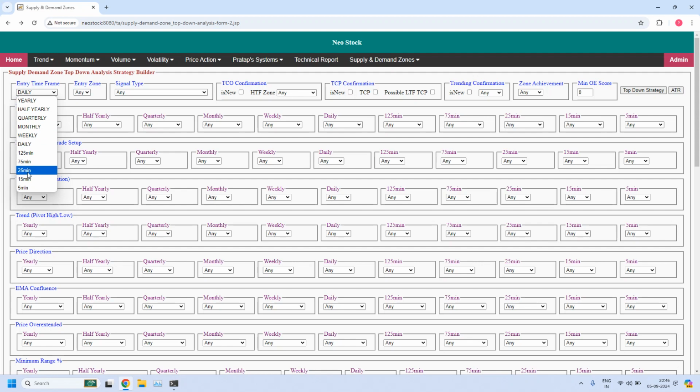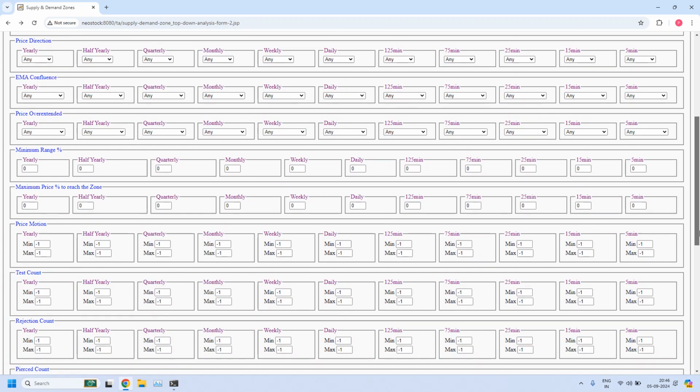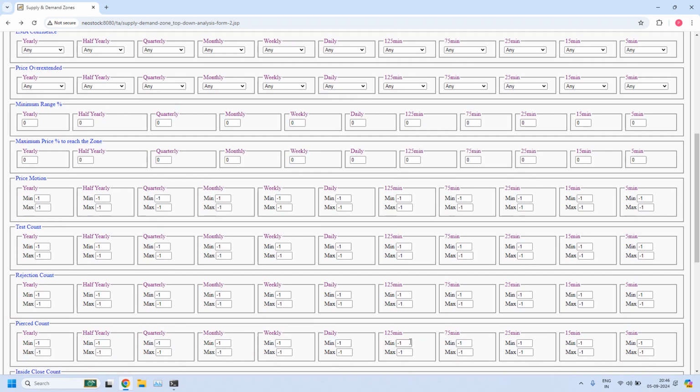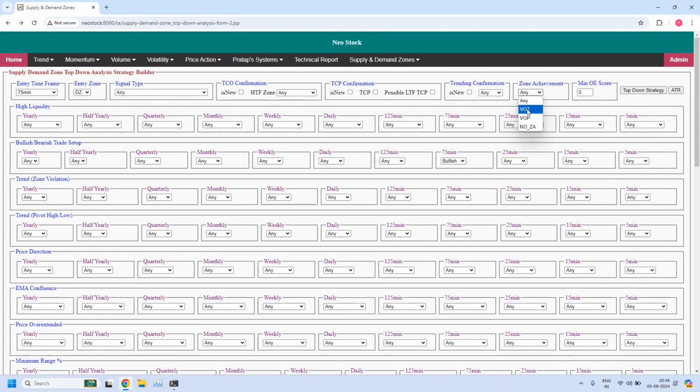Weekly income trade entry time frame is 75 minutes. Entry zone, demand zone. In bullish or bearish trade setup, at 75 minutes time frame, I am selecting bullish, and this 75 minutes demand zone should not be pierced. So that's why in the pierced count at 75 minutes time frame, I am selecting minimum value 0, maximum value 0. And zone achievement, violated opposing zone. Minimum odd enhancer score 12. All the three filters are applied to 75 minutes demand zone.